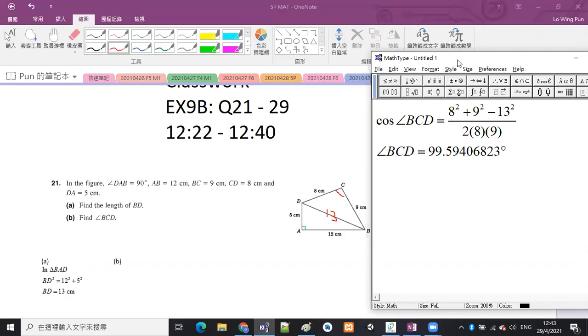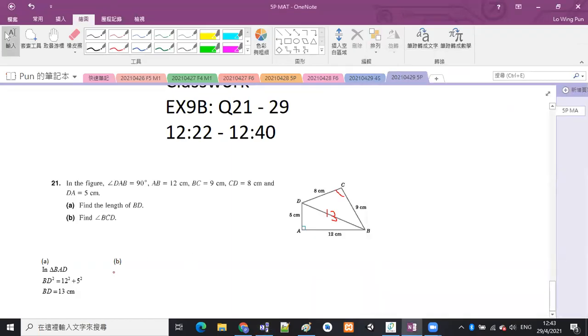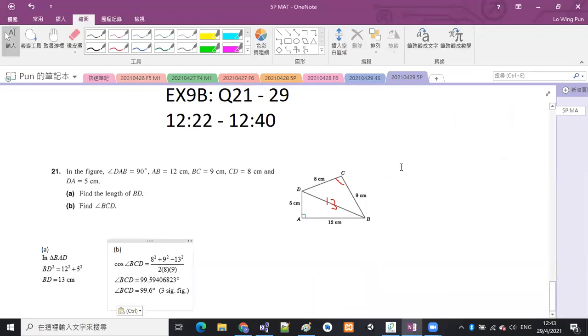99.59406823 degrees. Because this is the final answer, we may correct this to 3SF. It should be 99.6 degrees. This number is correct to 3 significant figures. So that is the answer of 21. Are you correct?